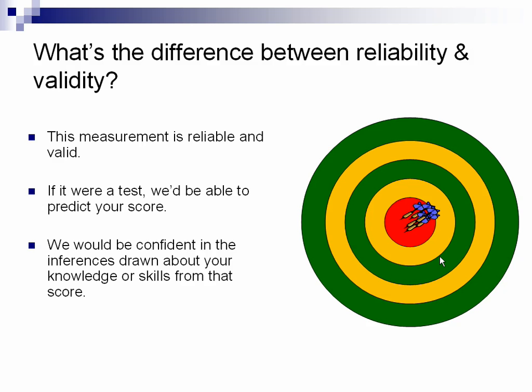Notice here that all of the darts hit in the same place, meaning that they are reliable, but also they hit the bullseye, meaning that we have validity. So if this were a test, we'd be able to predict your score, and we'd be confident in the inferences drawn about your knowledge or skills from that score.